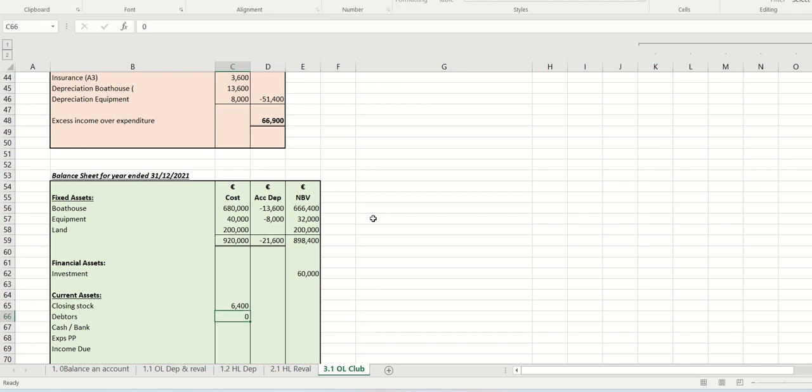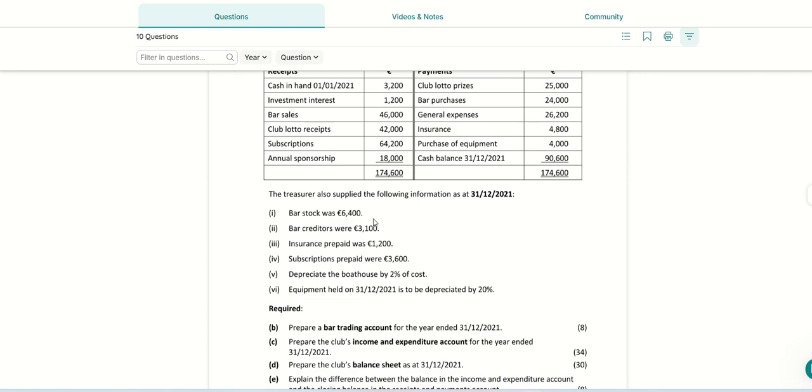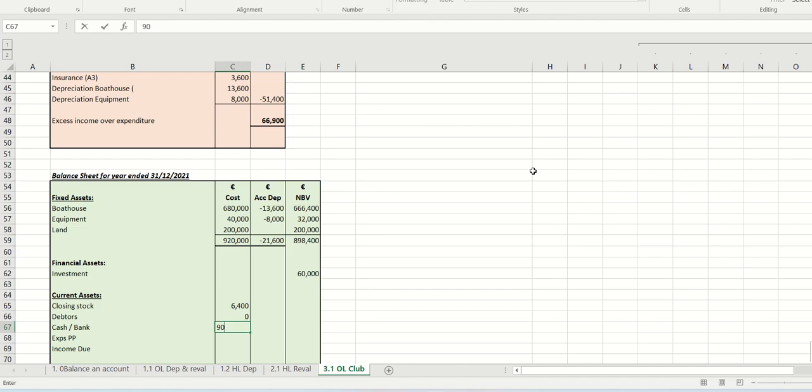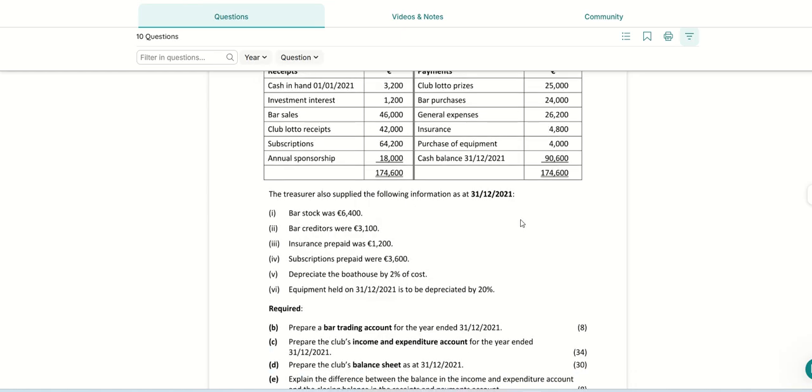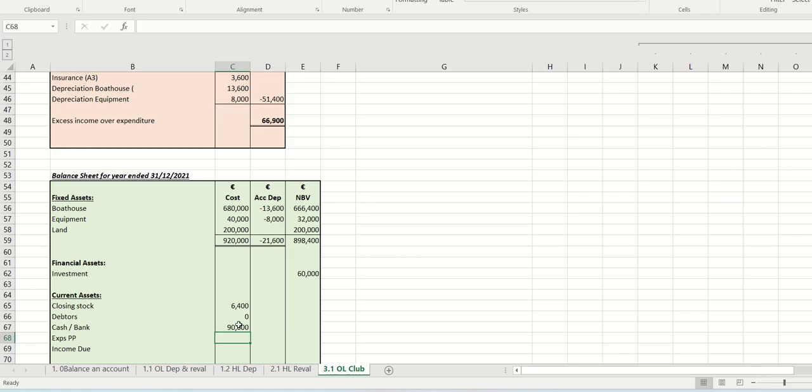bar stock, end of the year, 6,400. There was no debtors, right? So I'm just putting a 0 in for that. My closing cash number. So we finished the month with 90,600, which is pretty impressive because you will remember we only started the year, we started the month with only 3 grand in the bank. So we had a big month getting in all our subscriptions, which is great. So closing stock, debtors, cash and bank, expenses prepaid and income due.